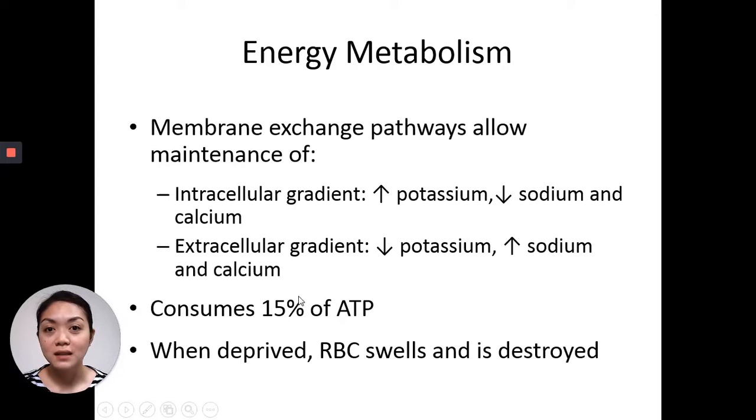And if our red blood cells lack energy, kung kulang ka sa glucose, no?